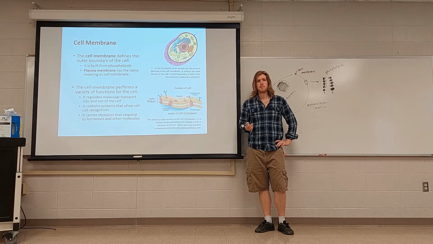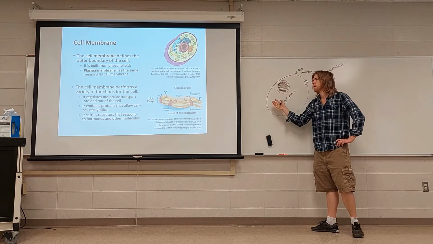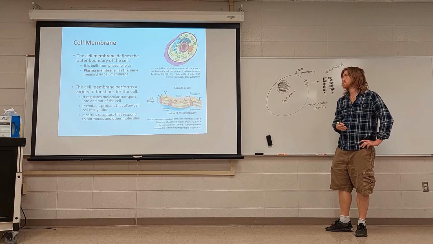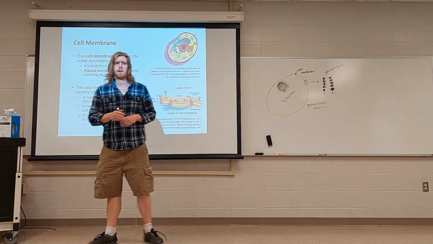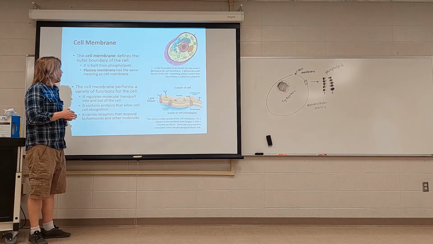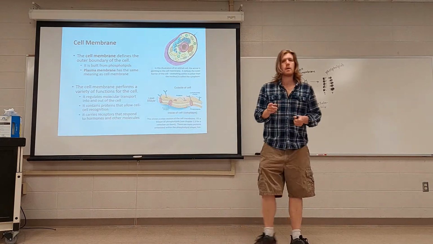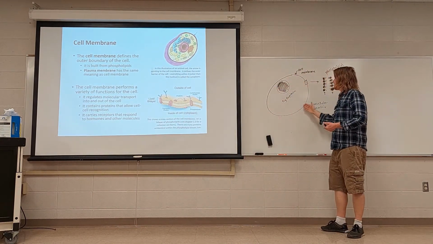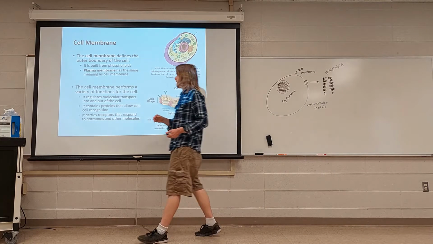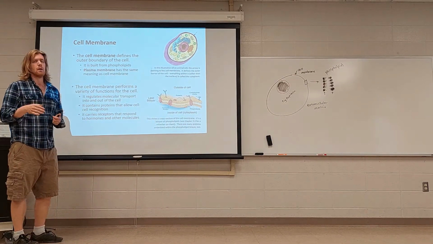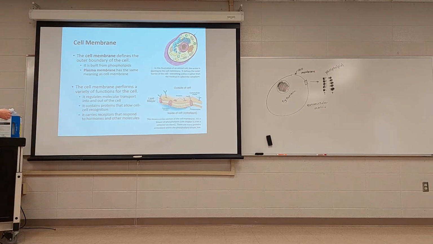So what is the purpose of the cell membrane? First and foremost, it defines the boundary of the cell. It serves as a protective barrier for the structures within the cell. However, there's a whole lot more that's going on here. If you remember back to the previous lecture, cells were small because it gave them more surface area. It gave them more surface area of cell membrane. And that's important because there are a lot of things happening within the membrane. The cell membrane performs a variety of functions for the cell.